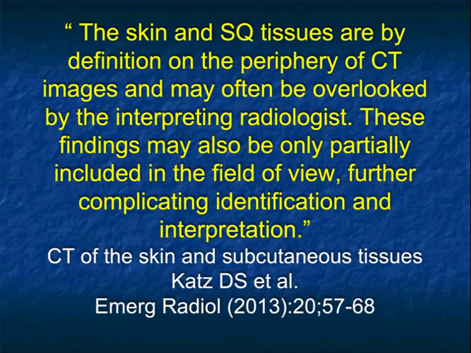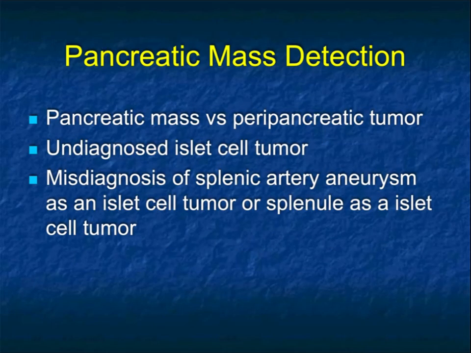This idea about looking at everything. Pathology often is at the edge of the films, and the skin and subcutaneous tissues are often what you would call the edge of the film diagnosis. So that indeed becomes very, very important to look at. Now, another source of error is pancreatic cancer and pancreatic masses in general.